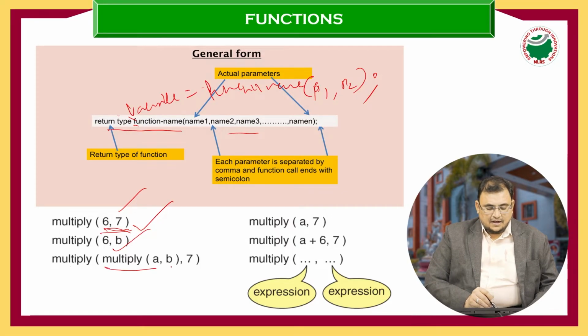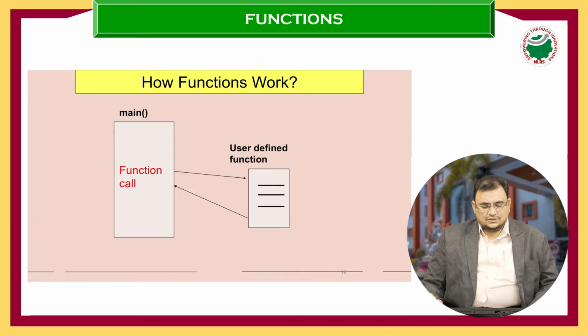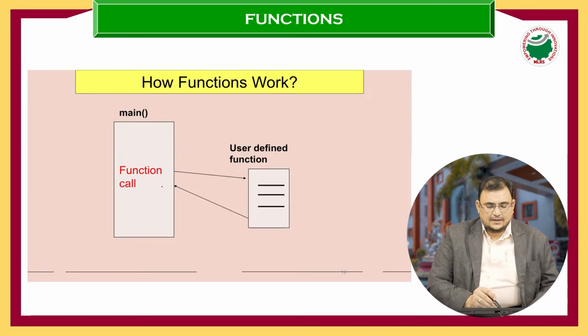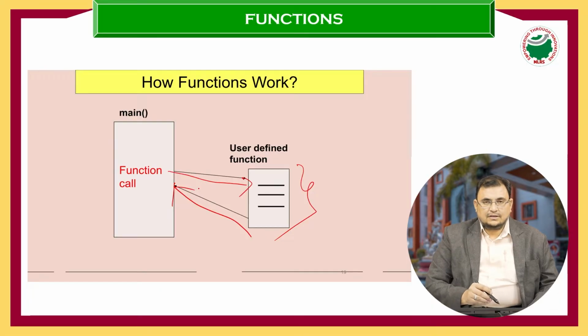A function call can call another function, the same function or another function, as a parameter. That is also allowed. And here you can pass two expressions as parameters. The result of the expression you can pass as a parameter. So these are the general forms for function calling. How does the function work? Whenever a function call occurs, control jumps to the definition of the function. It performs the task. After performing the task, control goes back. This is how the function works.